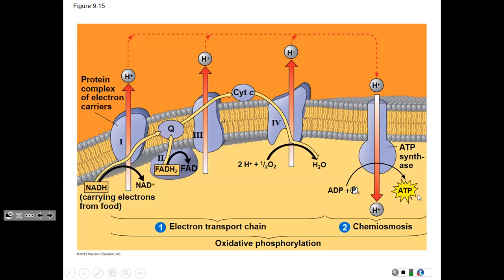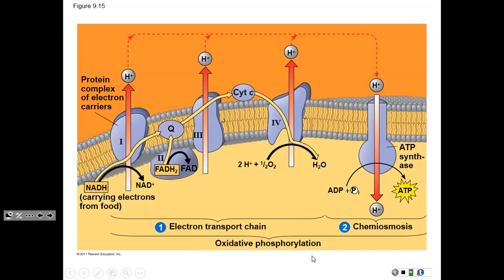This process here at the end is called chemiosmosis. It's just referring to the flow of the protons back into the inner membrane being used to drive the crank that makes the ATP. The whole business here, when you're talking about the electron transport chain, which is pumping the protons out, and the chemiosmosis that's letting the protons come back in, the whole business is called oxidative phosphorylation.